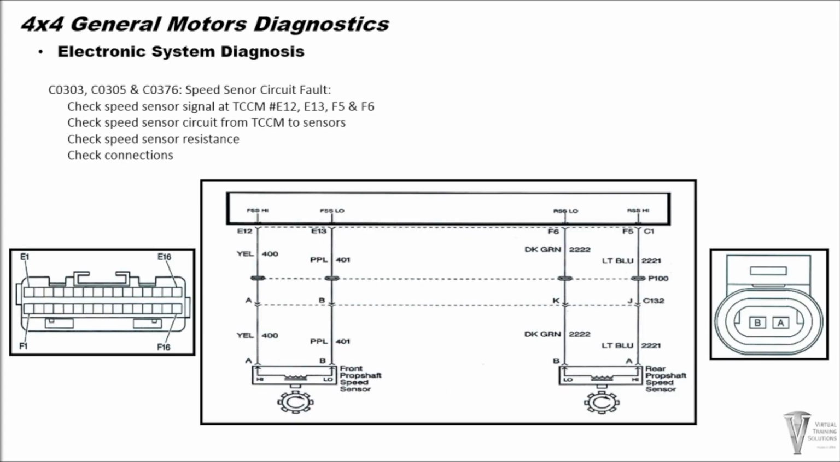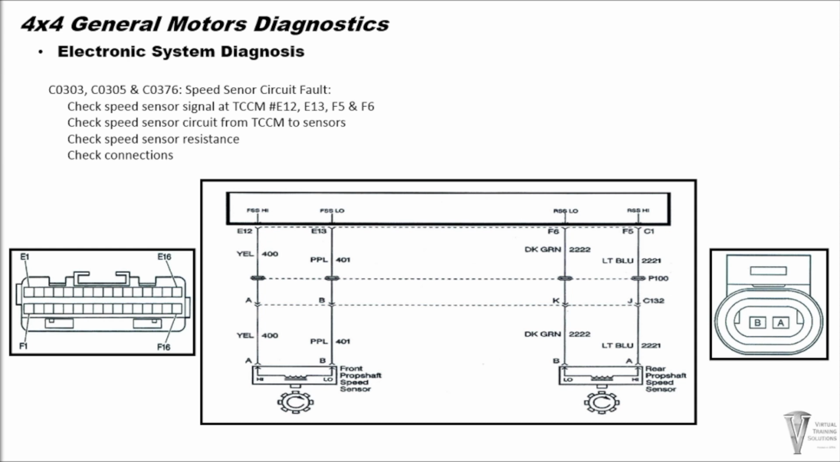For code C0303, C0305, and C0376, these are speed sensor circuit codes. You can check the speed sensor circuits by back probing into the transfer case control module C1 connector at terminals number E12 and E13 for the front speed sensor and terminals number F5 and F6 for the rear speed sensors to monitor each of the speed sensor signals.